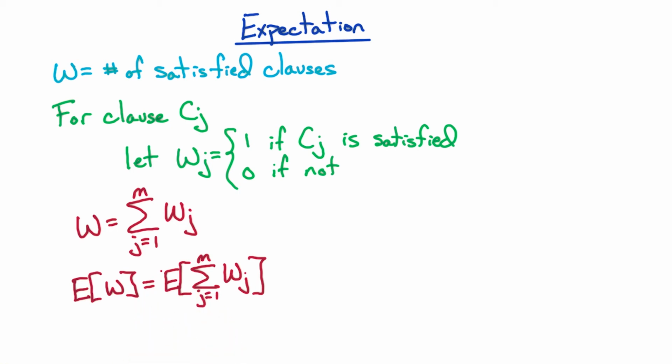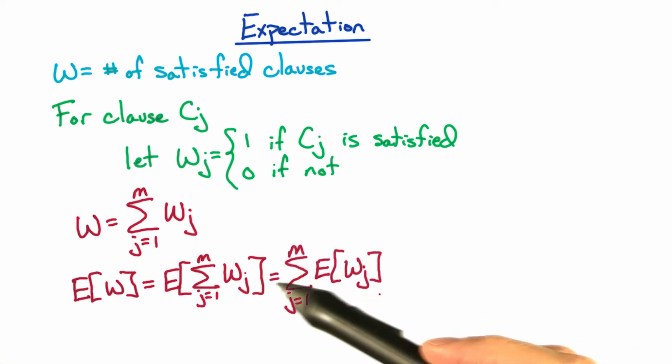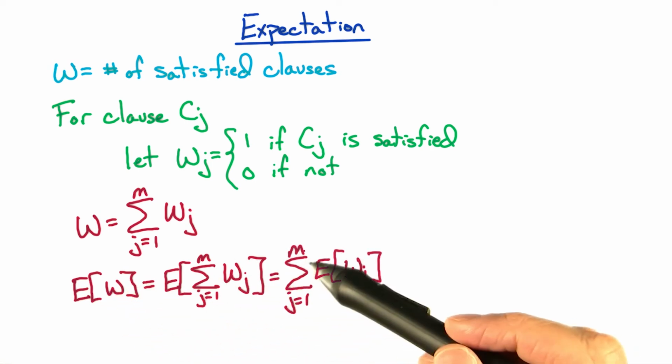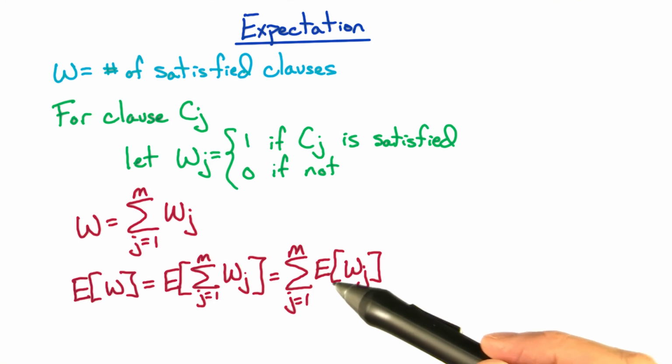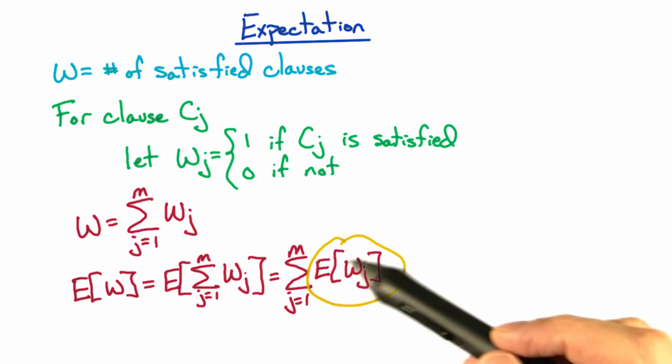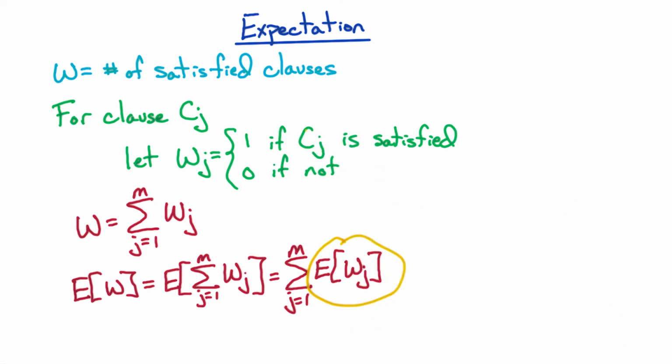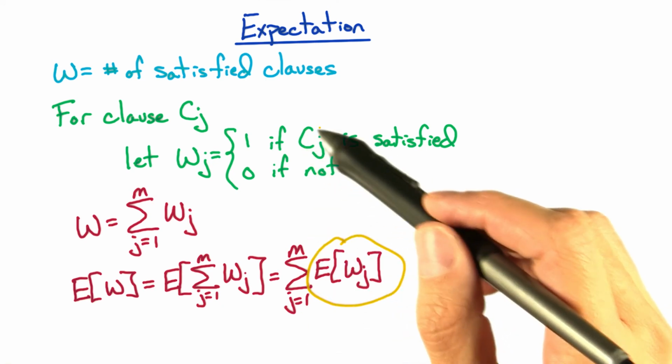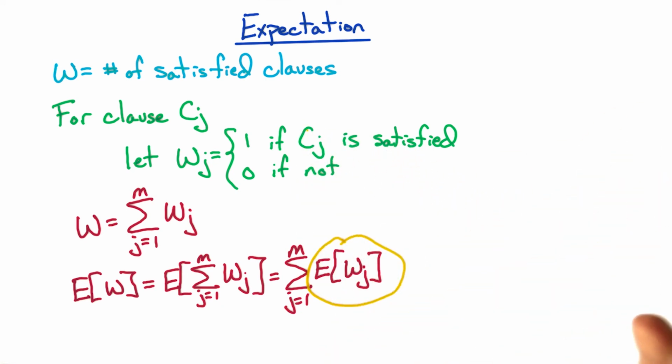The expectation of two random variables x and y, expectation of x plus y is the same as expectation of x plus the expectation of y. So now we have that the expectation of W equals the sum over j of the expectation of Wj. Now we can analyze this quantity, expectation of Wj. Notice this just depends on the clause Cj. It doesn't have anything to do with the other clauses. So now we can focus on this clause in isolation. We don't have to look at any of the other clauses.